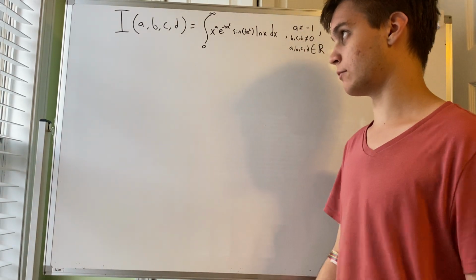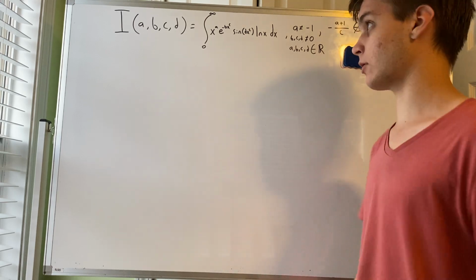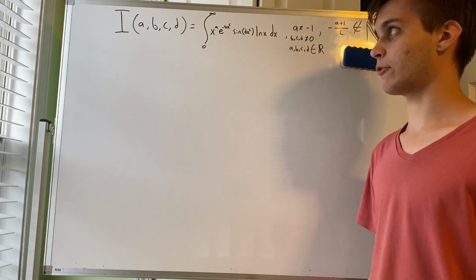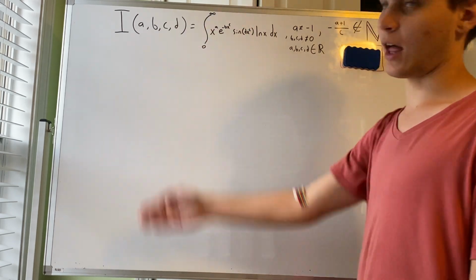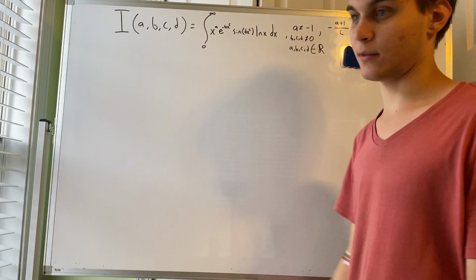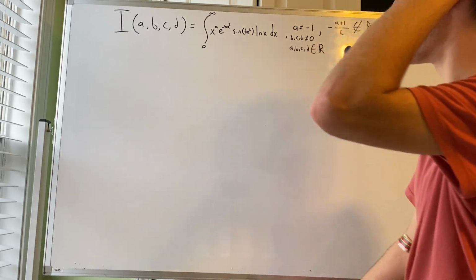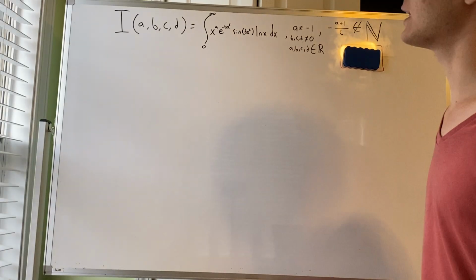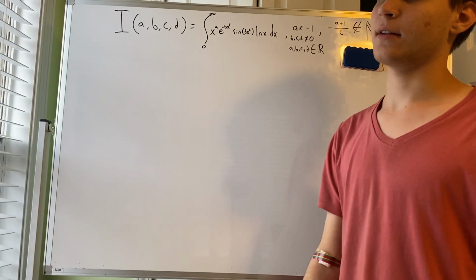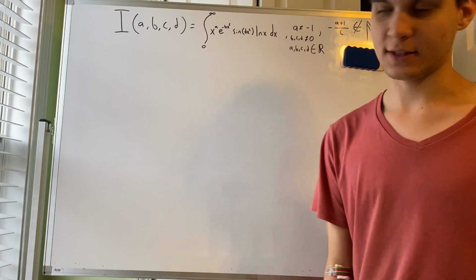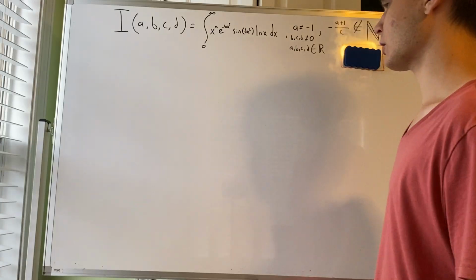I just got my blood drawn and I felt like doing an integral. I've had this one in mind for a while. Anyway, we have our integral generalized for 4 parameters, because why not? So we have the integral from 0 to infinity of x to the a times e to the minus b x to the c times sine of d x to the c times ln x dx. So yeah, looks pretty gnarly.